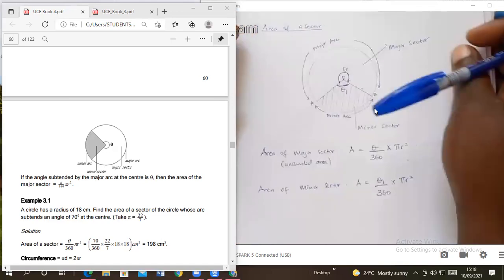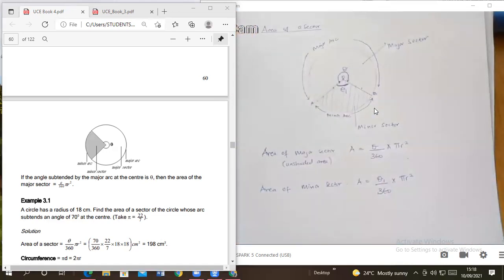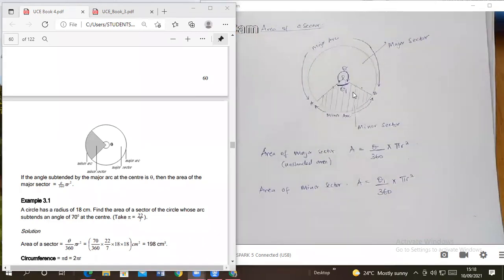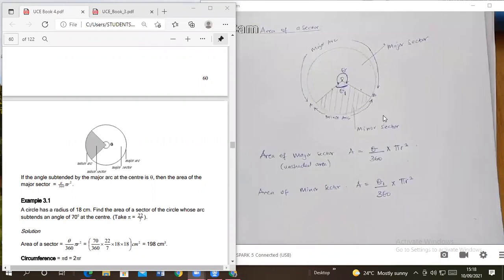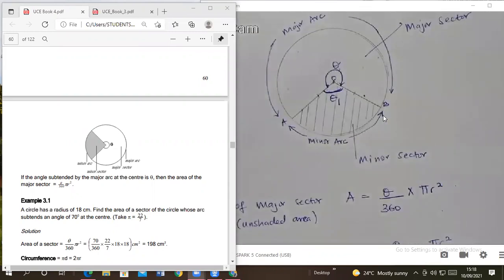So we have a question there, and they are telling you that a circle has a radius of 18 centimeters. Teacher, can you please zoom in a little? Like that. Yes.